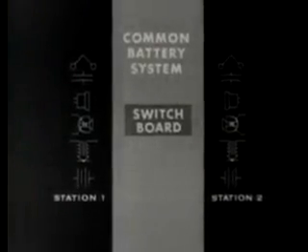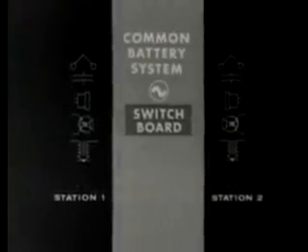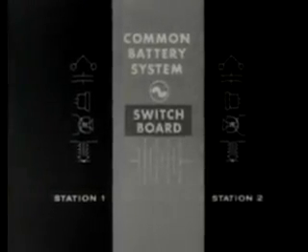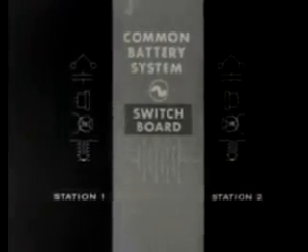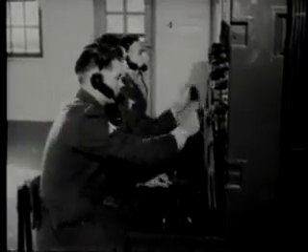The common battery system, however, must use a switchboard, providing power for both signaling and talking. Ringers, capacitors, receivers, carbon transmitters, and induction coils are again used at each station. Beyond these three simple systems lie the ever more complicated wonders of modern telephony.